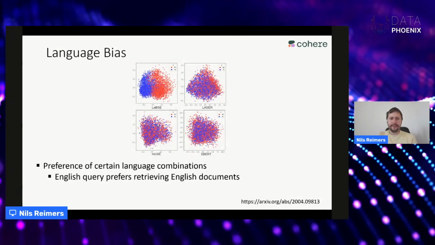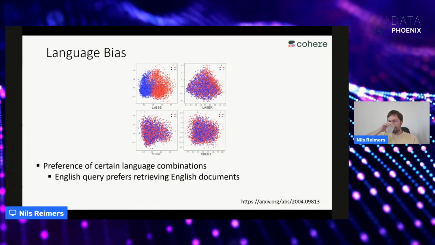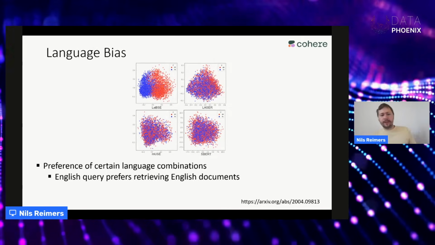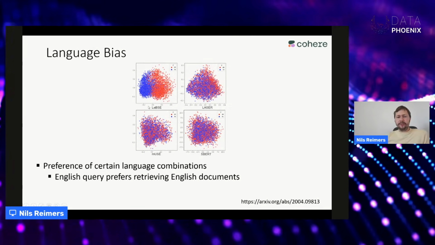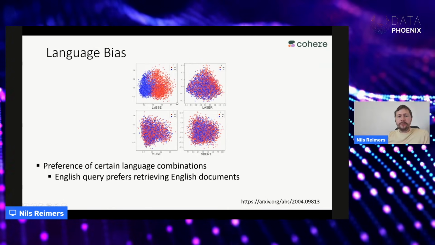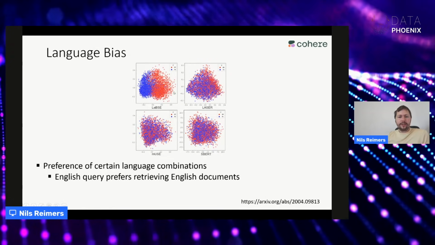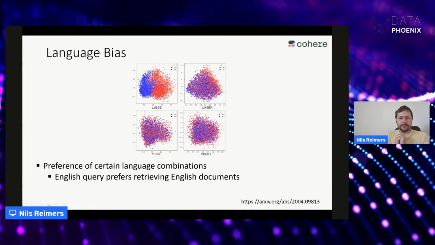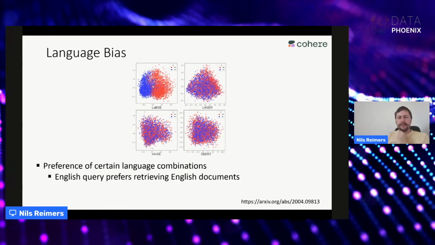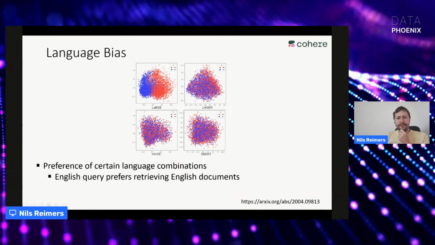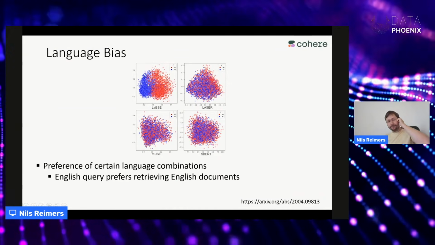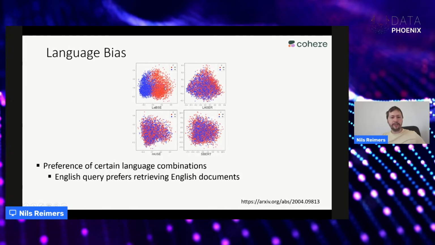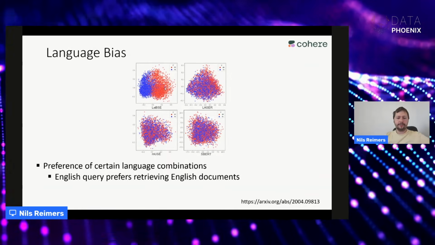The interesting aspect in a multilingual setup is language bias. Language bias means preference of certain language combinations. If you take, for example, the LaBSE model from Google, and you visualize all the English text and all the Russian text, where there's always one English text and one Russian text with exactly the same meaning, you see a clear separation between English and Russian. This means if you search in English, it more likely returns an English document than a Russian document.